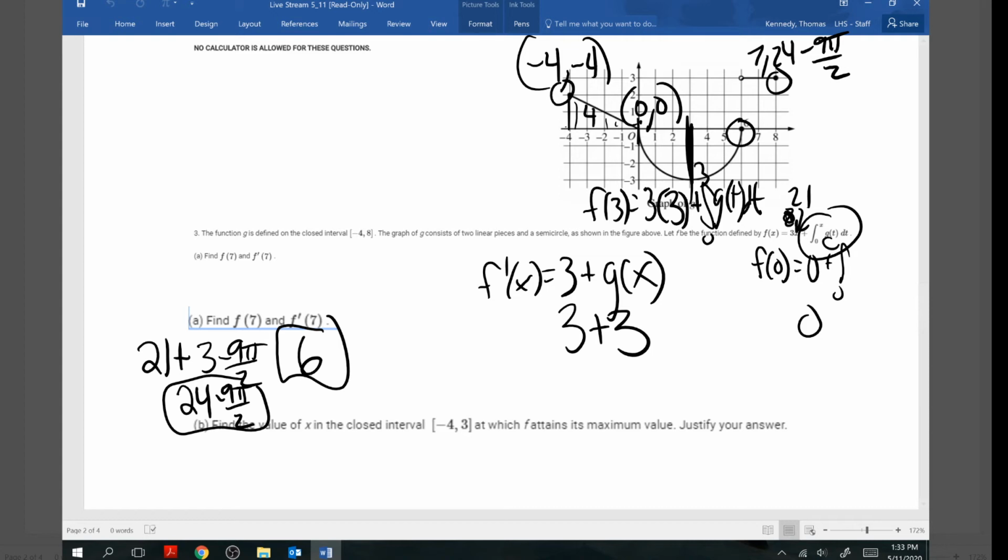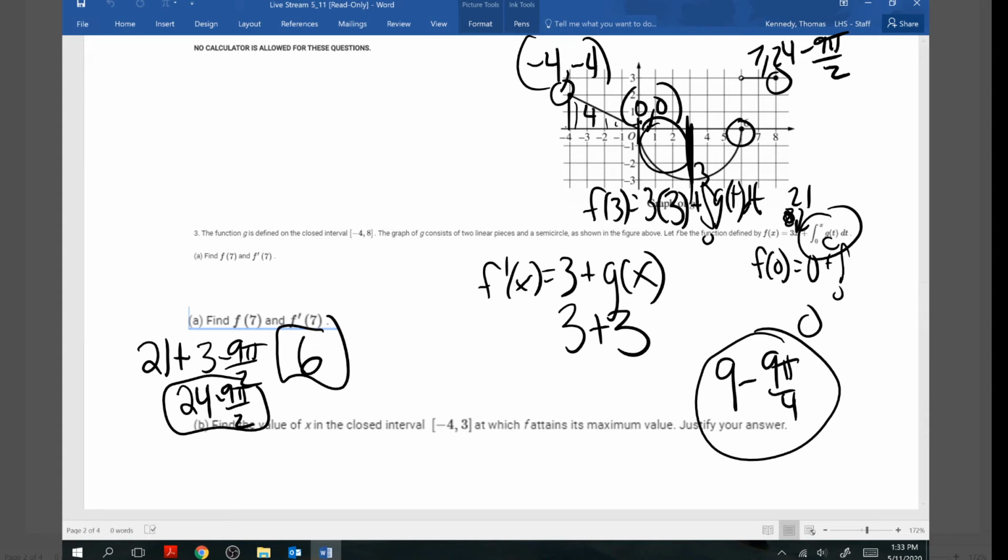So the integral from 0 to 3 is half of my semicircle, so it's 9 pi over 4. So I'm actually doing 9 minus 9 pi over 4. The question we have to ask ourselves is, have we subtracted more than 0 over 0? Is 9 minus 9 pi over 4 bigger or smaller than 0?